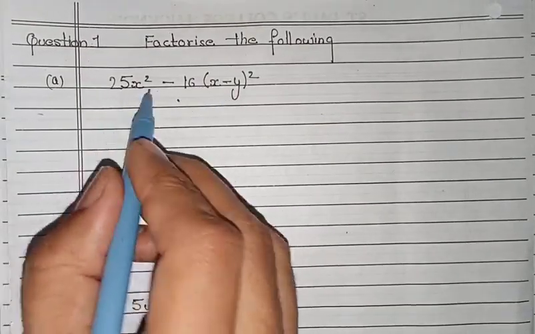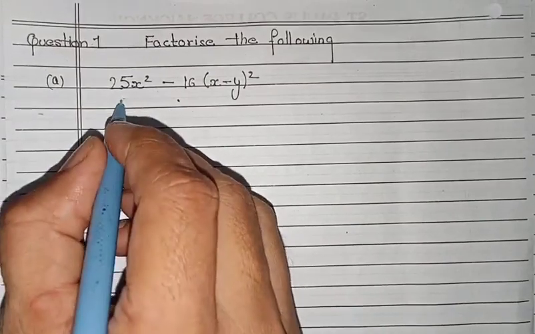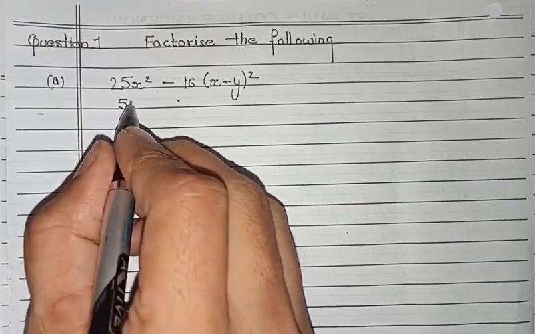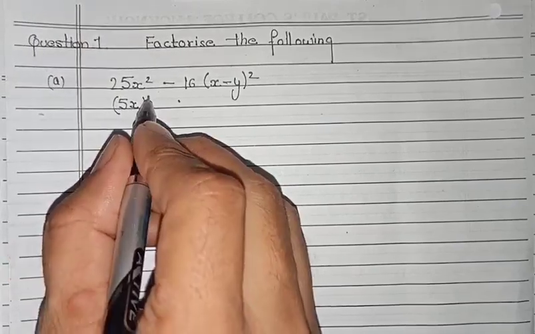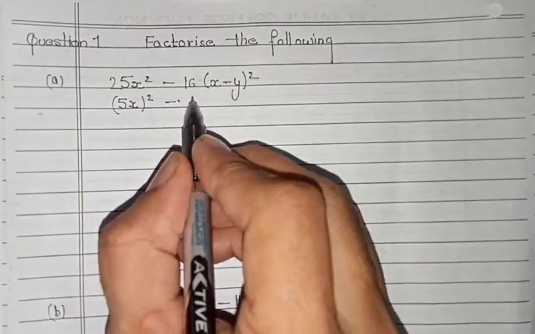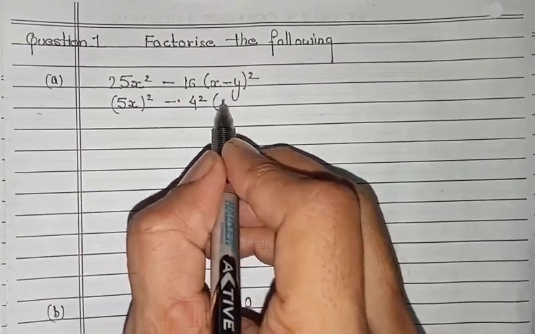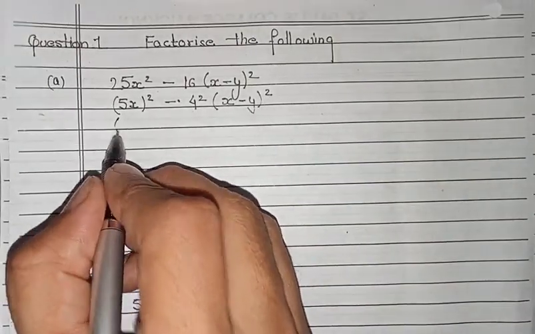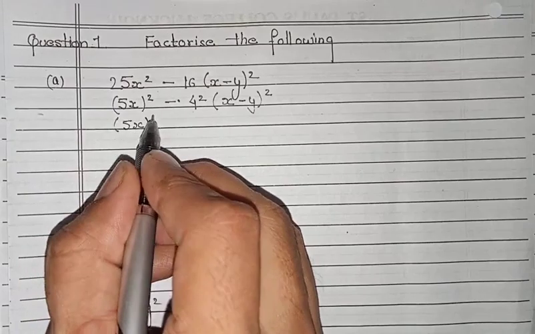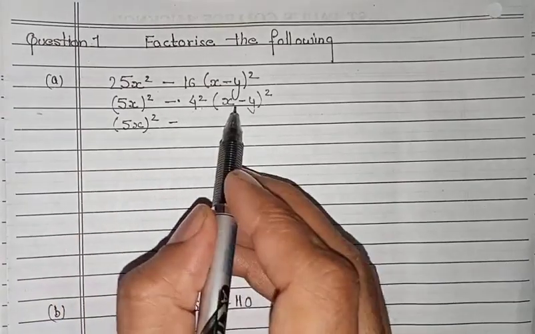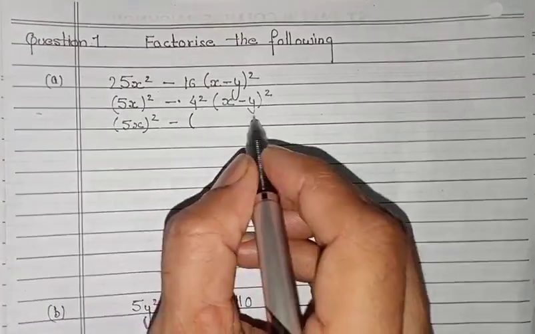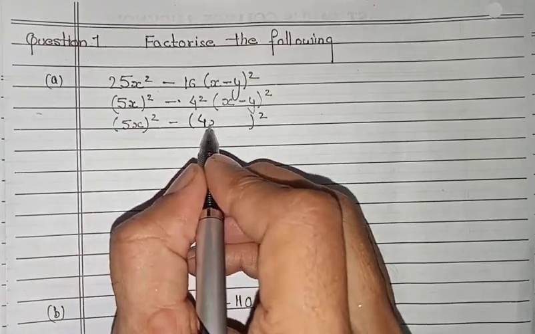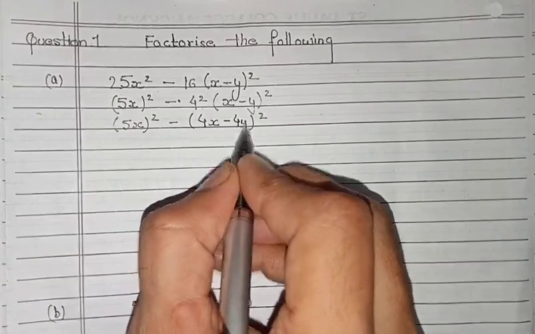So this is 25x square, so you can write it like this: 5x whole square. Here this 16 can be written as 4 square into x minus y whole square. Now if two square terms are multiplied, we can take the square common and multiply them. So this will become 4x minus 4y.